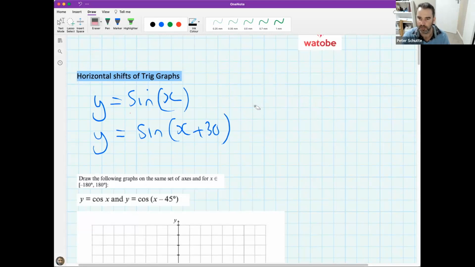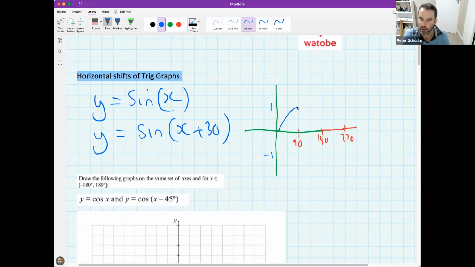Let's see what people say. Is it going to go to the left, or is it going to go to the right? So the basic sine graph would go like 90, 180, 270, and it would start at 0 and go up to 1. Let's do this again. So I'll go 1 there, minus 1. It would look like this. That would be the basic sine graph, this one over here.